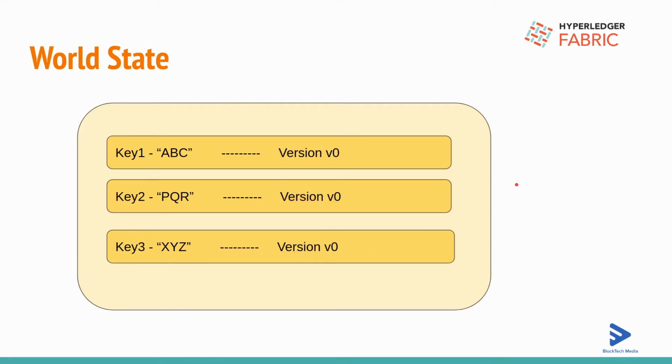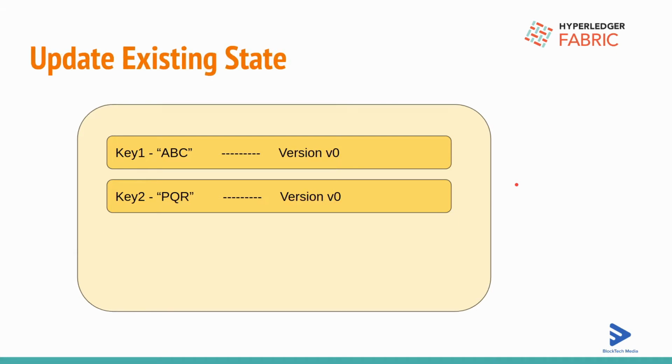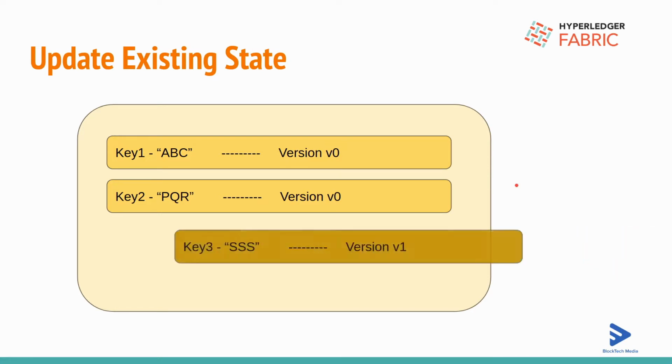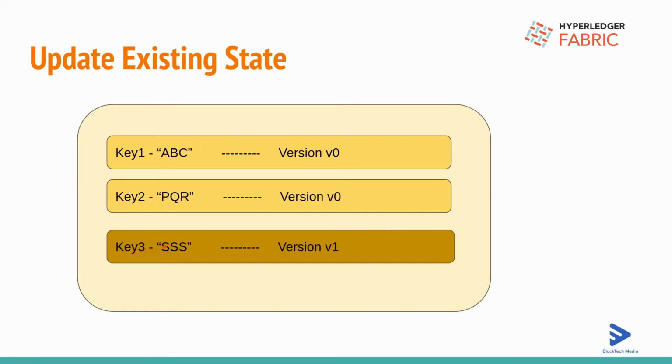The next step, when we update any existing transaction, let's assume that we are updating the key 3 and the value is something else. Now we can see previously the value was XYZ and the new value is SSS. So in that case, the current state database will update key 3 with SSS and it will increment the version to v1 of that asset.